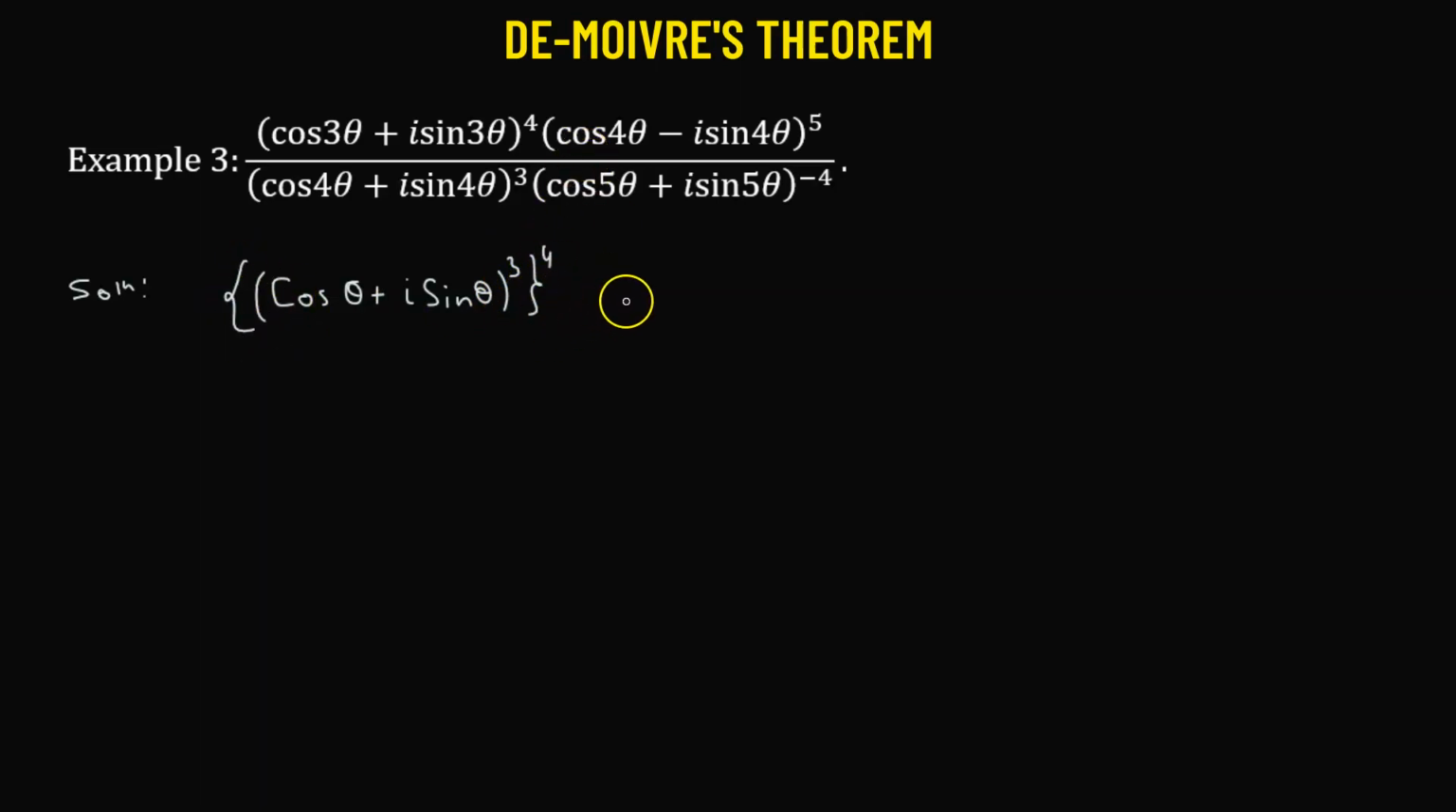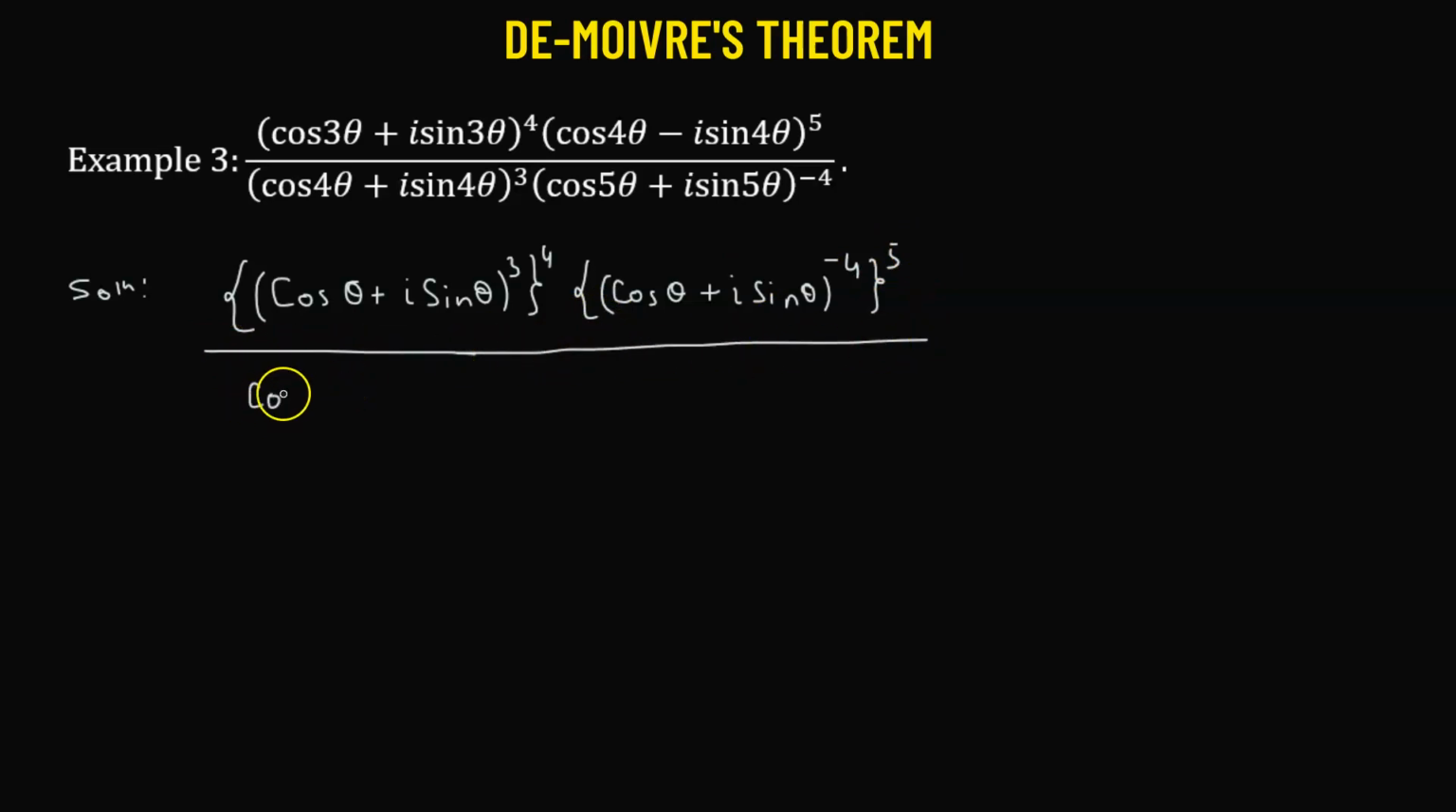For the second expression, we have cosine of 4 theta minus iota times sine of 4 theta. We can express this as (cosine of theta plus iota times sine theta) raised to the power of negative 4, whole raised to the power of positive 5. So we'll have this divided by (cosine of theta plus iota times sine theta raised to the power of 4) whole raised to the power of 3.